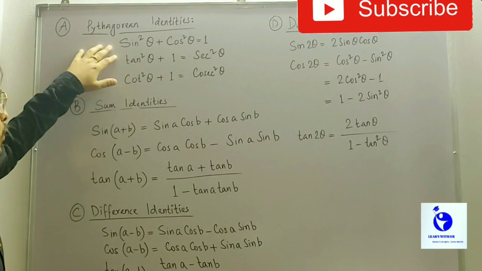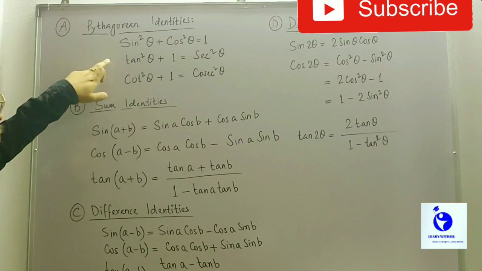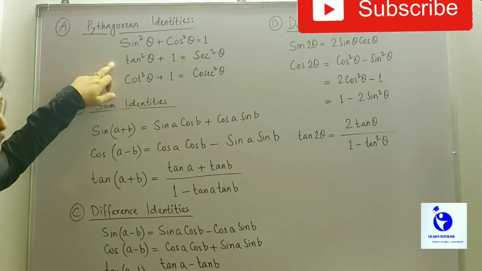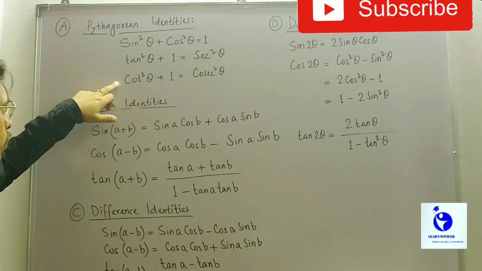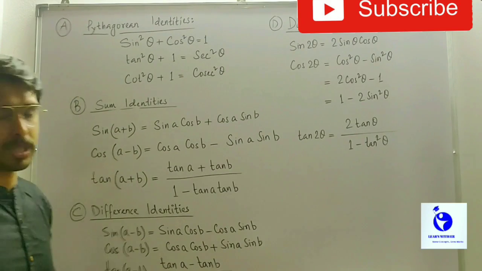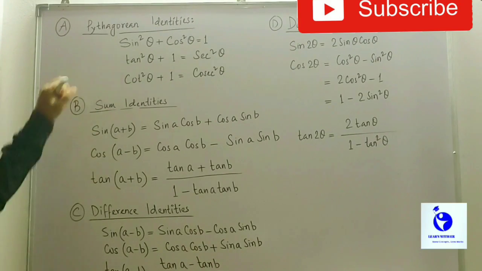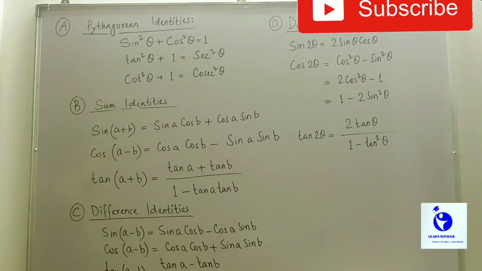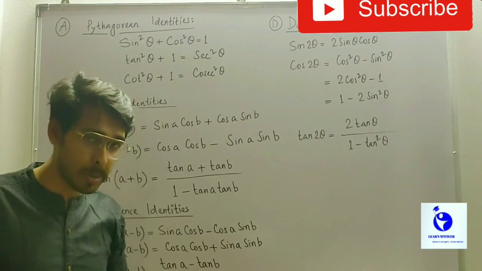First one is sine square theta plus cos square theta equals 1. Next one is tan square theta plus 1 equals sec square theta. And then we have cot square theta plus 1, that is cosec square theta. So these three formulas are very much important when you are solving the basic questions in trigonometry.